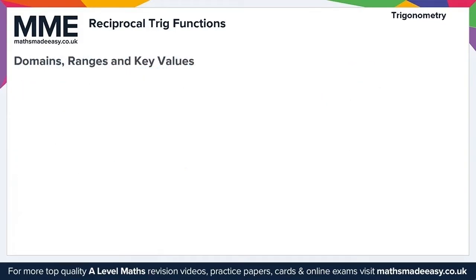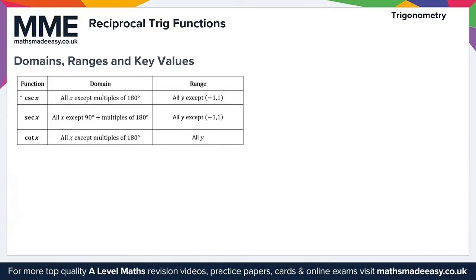And finally, let's take a look then at the domains, ranges, and key values. So you might want to reference this table of ranges and domains. What we can see here is we have our three reciprocal trig functions, cosec x, sec x, and cot x. Just in case you haven't seen this, if you see CSC x like that, that just means cosec of x. And what we've got then is the domain for each reciprocal trig function and the range. So for example, for cosec x here, the domain is all x except multiples of 180 degrees, and the range is all y except those between -1 and 1.